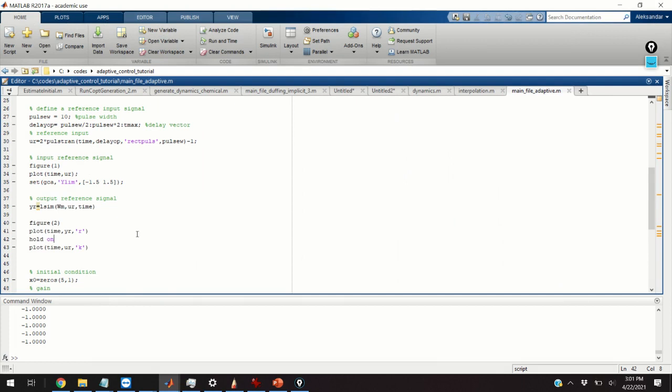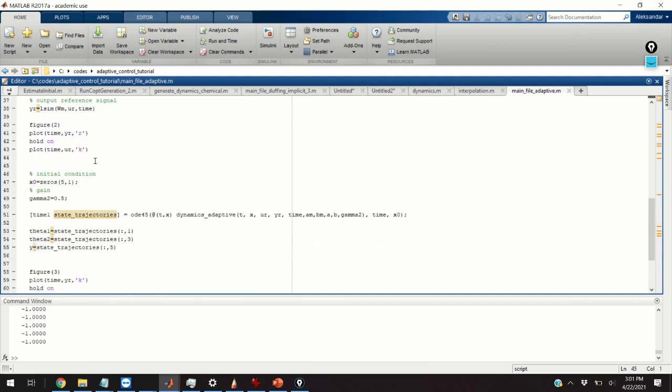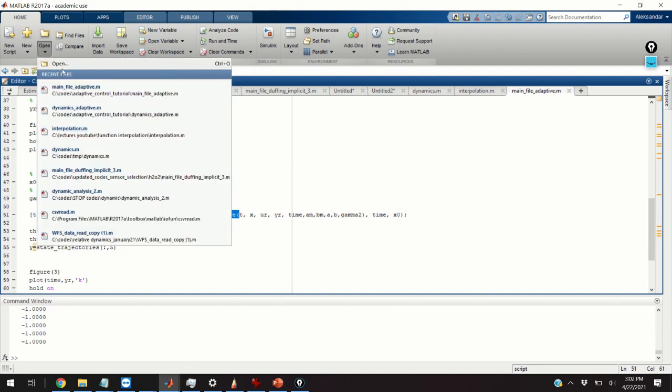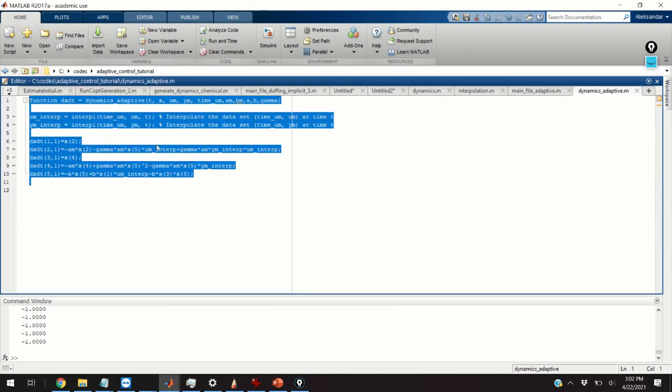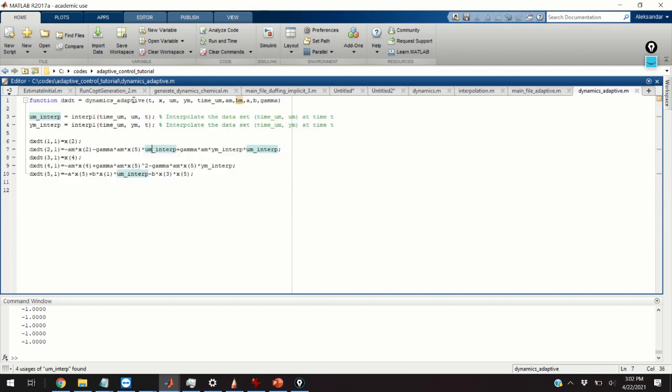Okay, so let's continue. The next step is, of course, to simulate the closed loop system dynamics, and to simulate the adaptive controller. To do so, we need to specify basically the function that defines the closed loop dynamics. So I'm going to open this function. Here's our function. It's called dynamics adaptive.